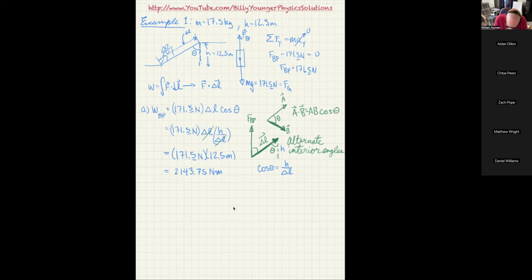Now we only had three sig figs, so technically the 3, the 7, and the 5 are not significant figures. So you really should write this answer as 2.14 times 10 to the third joules. And that is the work done by the backpacker. Anybody have any questions on that one?